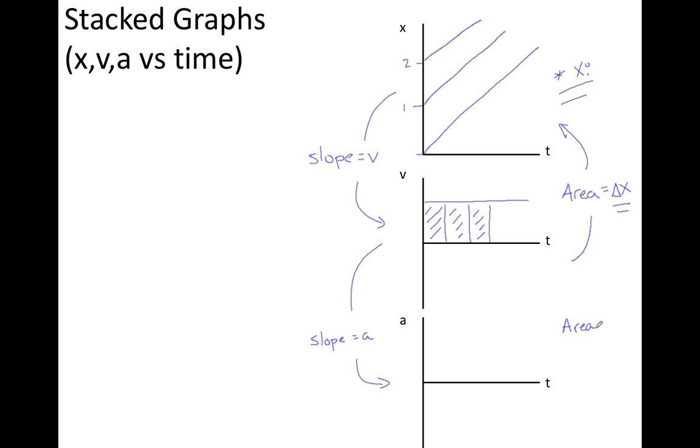We can also take the area of the acceleration graph, and that will tell us something about the velocity, but it won't tell us what the velocity is. It will tell us how the velocity changes.